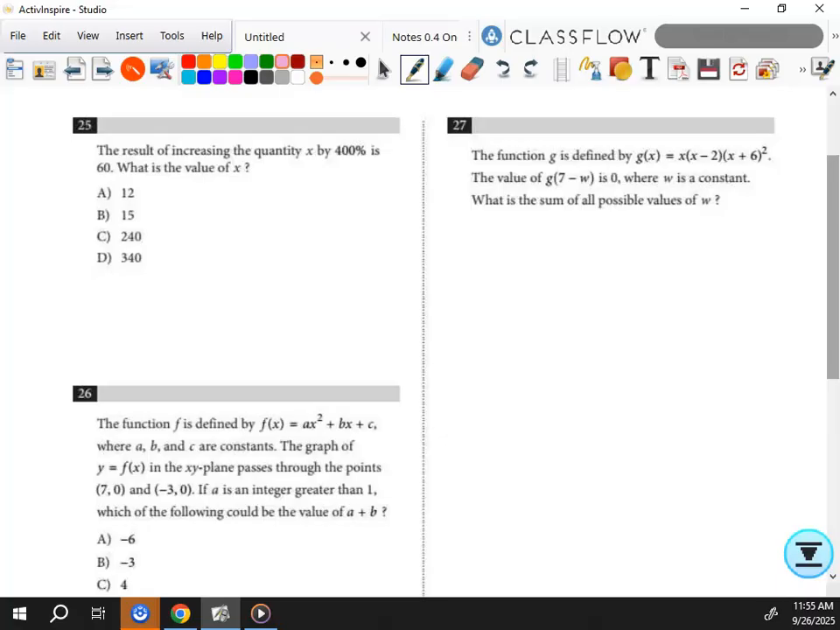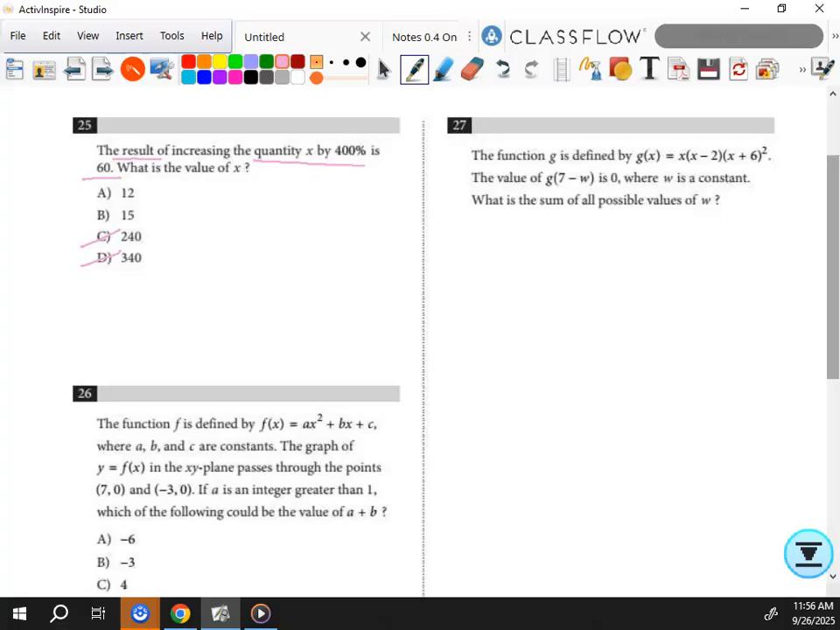We're on 25. You think maybe you need to really listen? The result of increasing the quantity, so the result is 60. I've increased the quantity of x by 400%, and my result is 60. So should my answer be more or less than 60? Less, because I took something and increased it to get to 60. So I can at least have a 50-50 shot now if I had to guess.